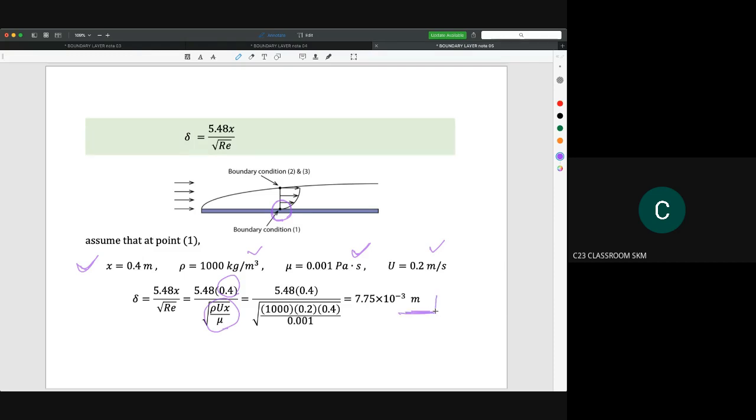Please understand that delta here, the boundary layer thickness, is a thickness, ketebalan. So the unit should be a length. You learned about dimensional analysis previously. So it must be in length, whether it is meter, centimeter, millimeter, or so on.